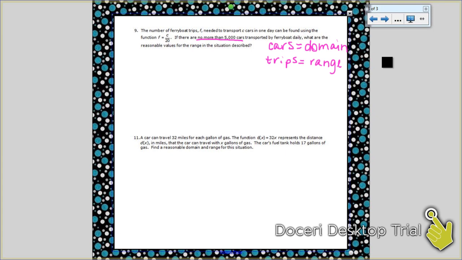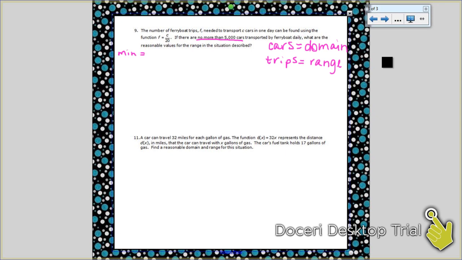Now it says there are no more than 5,000 cars transported, which means 5,000 is my max. Well, then we got to think about what's my minimum? Well, you couldn't have less than 0 cars because there's no such thing as a negative car. A car is a car is a car. So my minimum would be 0.